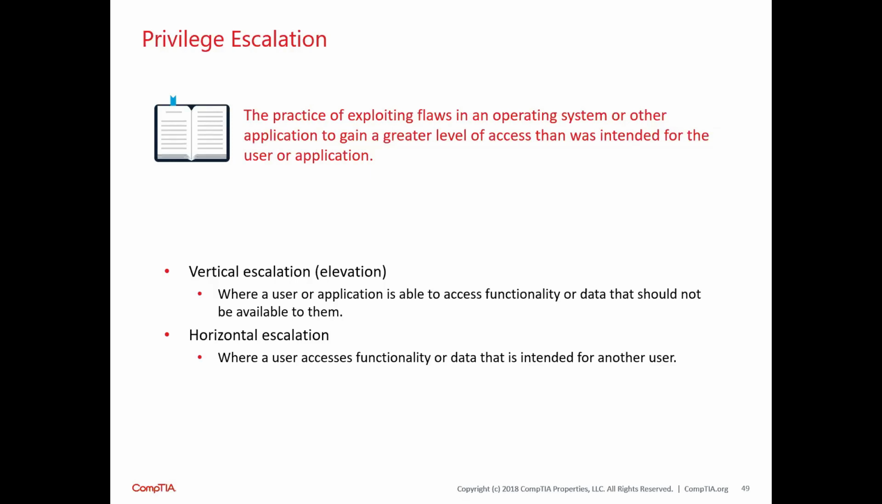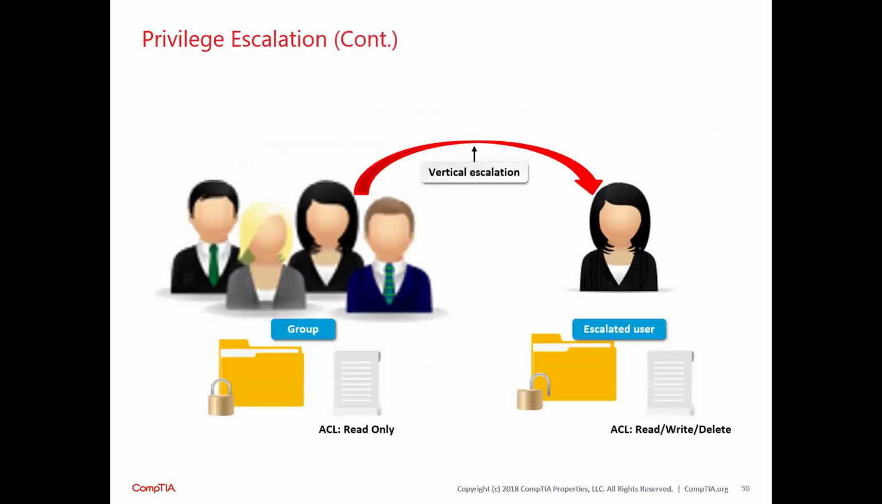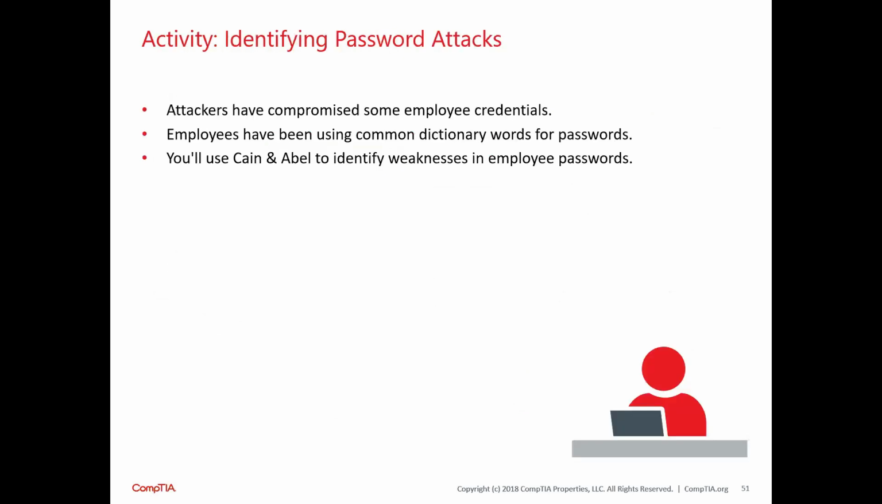Horizontal, meaning that from user A, you can actually access as user B. That is an example of horizontal escalation. You can see this in the example. From group to elevated user is known as vertical escalation. Okay, so we'll skip the activity and do that later on.